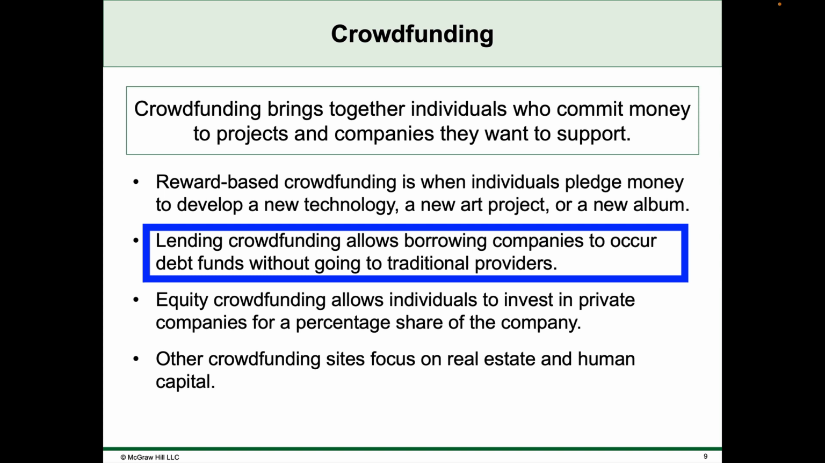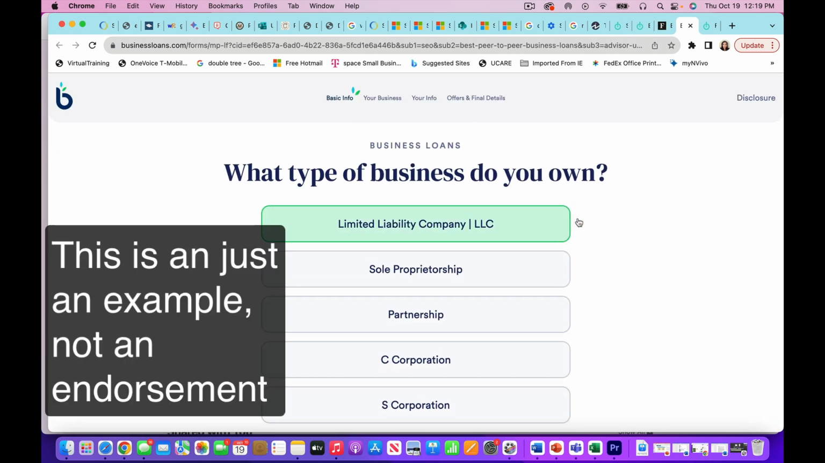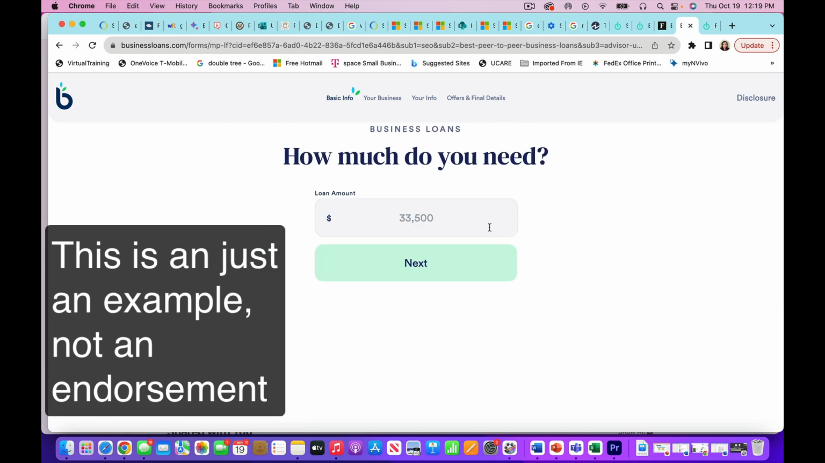Once the loan is fully funded, the borrower receives the money minus any fees for the platform. The borrower makes regular monthly payments, principal plus interest, which are distributed back to the lenders. A P2P platform would be something like Prosper or Lending Club, one called Funding Circle. And what you would do is you would give information about your company and tell them how much money you need.